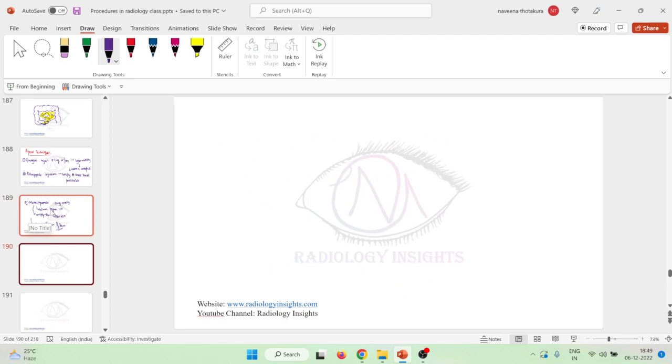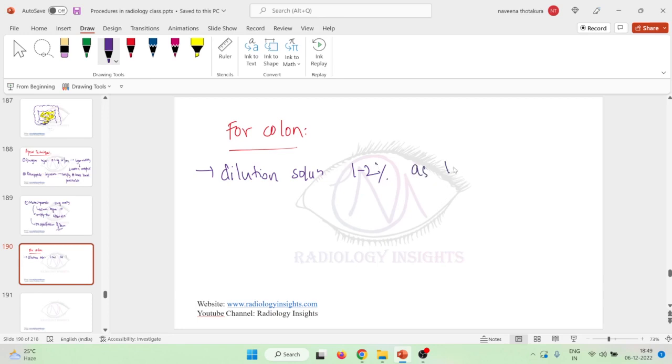This is for small bowel and stomach. Then what should you do for colon? For colon and rectum, we have to use dilute solutions of contrast media, around 1 to 2% contrast media, used as an enema. 200 to 600 ml of enema can be given to the patient.